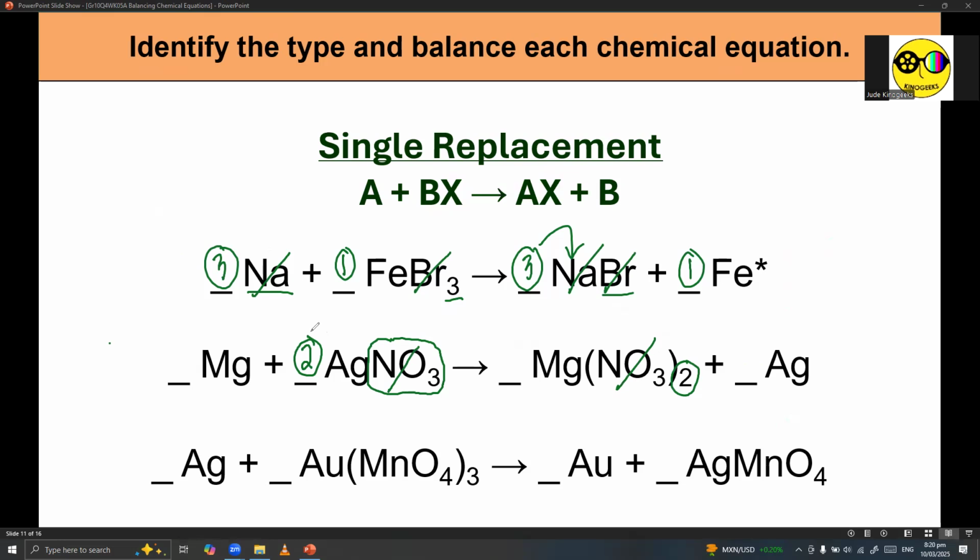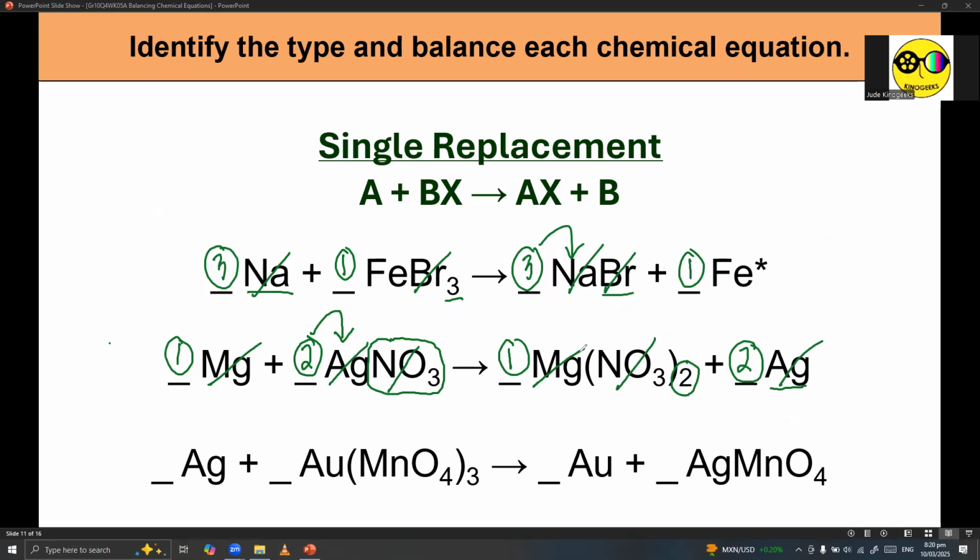Damay si Ag. You now have two Ag atoms on the left side, only one on the right side. Therefore, I have to multiply Ag by 2, balancing Ag. And because Mg is already balanced, meron tig isa. Therefore, I have to write 1 with Mg and also 1 with Mg(NO3)2. So 1, 2, 1, 2.